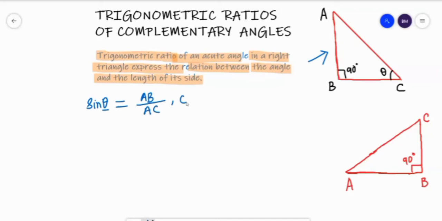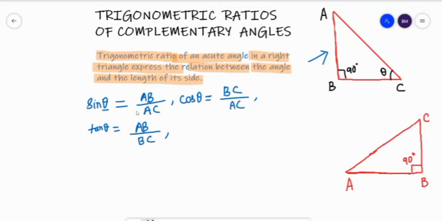Similarly, cosine of theta, shortly written as cos theta, is defined as this base, that is BC, divided by the hypotenuse, that is AC, so BC by AC. Tangent of theta, shortly written as tan theta, is equal to this height AB divided by base BC, AB by BC.